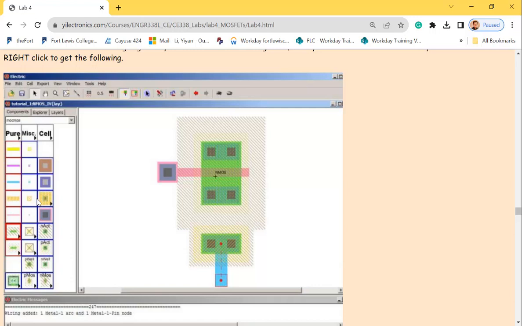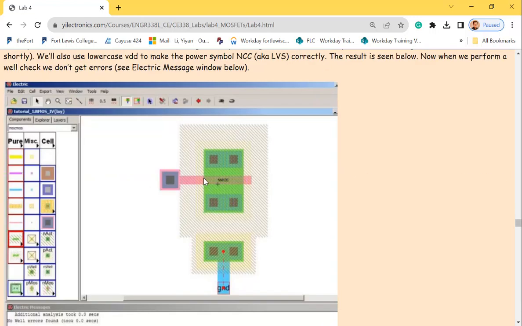Okay, so that's the entire version, a complete version of NMOS. You got N plus, you got a P contact. So P contact or P plus in the P well is called a P contact. It's just the name of it. It's being connected to the P well probably, that's why it's the P contact.